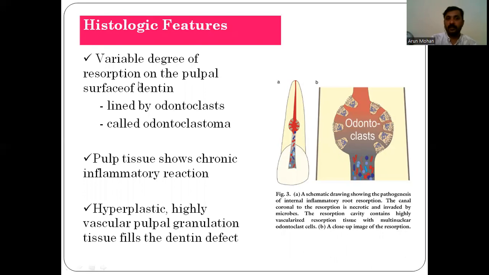Histologically, a variable degree of resorption can be seen on the pulpal surface of the dentin, and this will always be lined by odontoclasts. Hence, we call it odontoclastoma. So the internal walls of the dentin where the resorption takes place will be lined with a large number of odontoclasts. The pulp tissue will show chronic inflammatory reaction. Usually, it will be a granulation tissue with large numbers of chronic inflammatory cells. As a result, there will be hyperplastic, highly vascular pulpal granulation tissue, which will make the tissue more reddish, which will be reflected as the pink hue through the thin dentin and enamel wall.